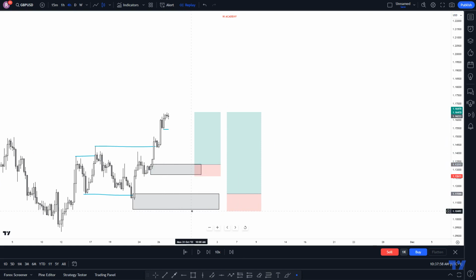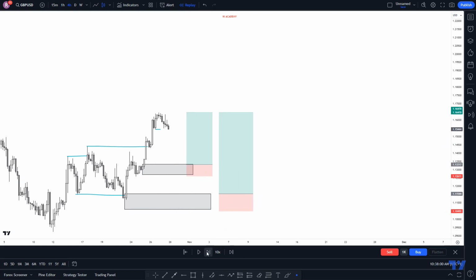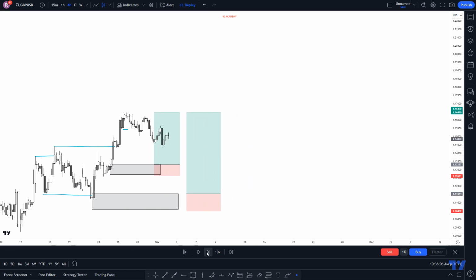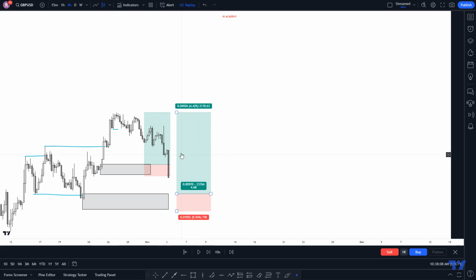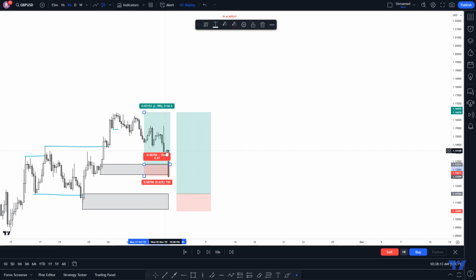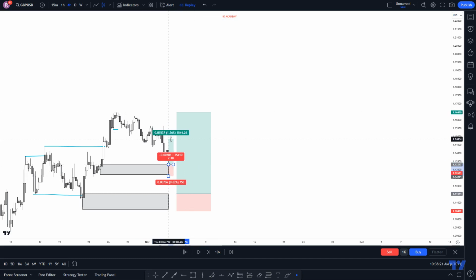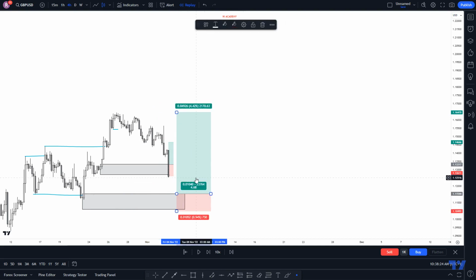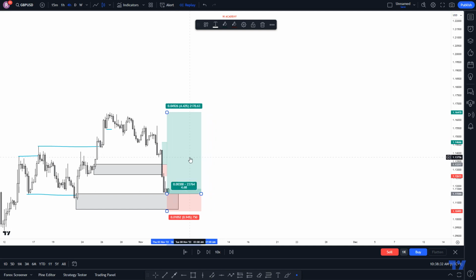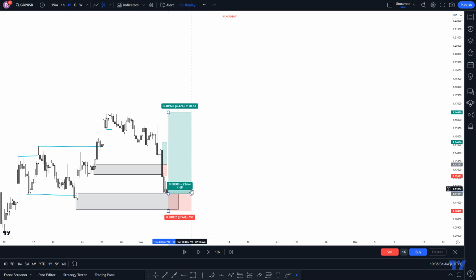So we can clearly see our inducement is here. Price took out our inducement, started going to the downside, and then price triggered our first POI, and then hit our stop loss immediately. So we can clearly see that price was not planning to move with the first POI at that particular point. And then let's see if the extreme POI is going to be respected. So our extreme POI has been mitigated at this point here.